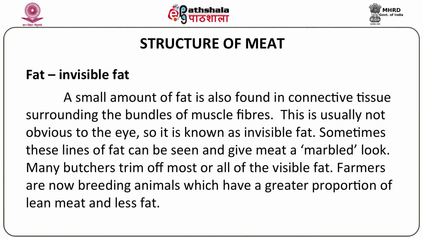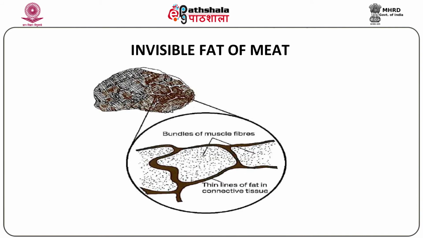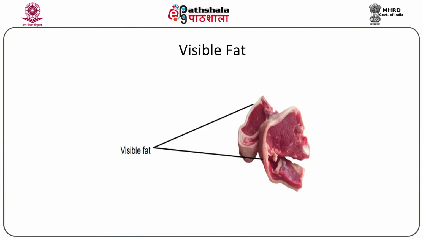Many butchers often trim off the visible fat, and especially if you are a health conscious person, it's better to trim the fat off from the meat and eat only the lean portions of the meat. Farmers now are breeding animals which have a greater proportion of lean meat and less fat. So this picture shows the invisible fat in the meat. You can find thin lines of fat along the connective tissue which surrounds the bundles of muscle fibers. So this is the visible fat which I was talking to you about earlier. This is found under the skin and in between the muscles, and sometimes also covers the muscles, which is called the cover fat.